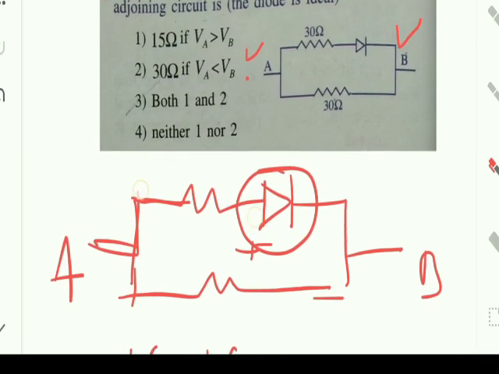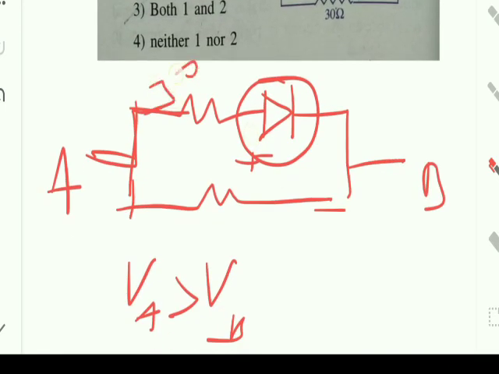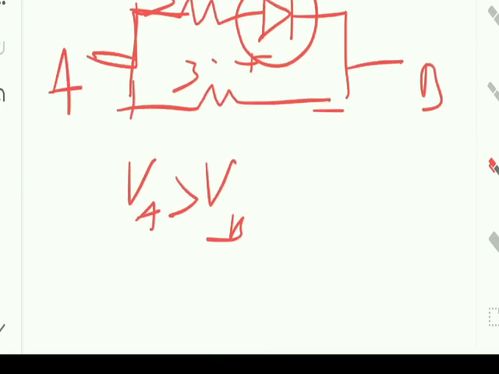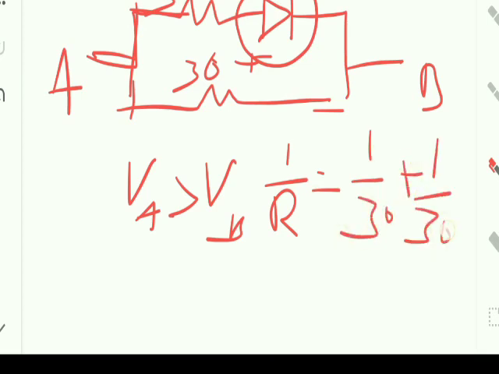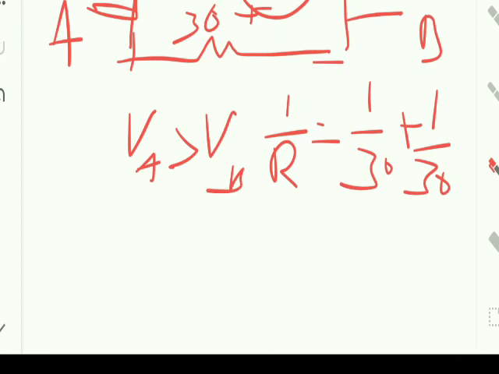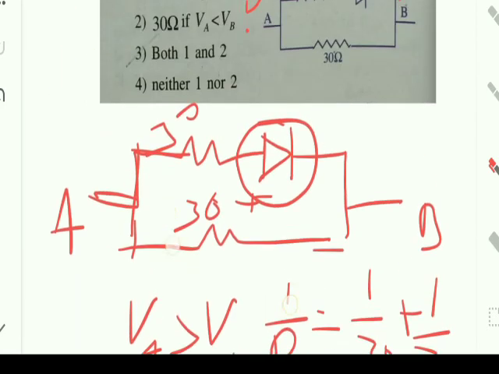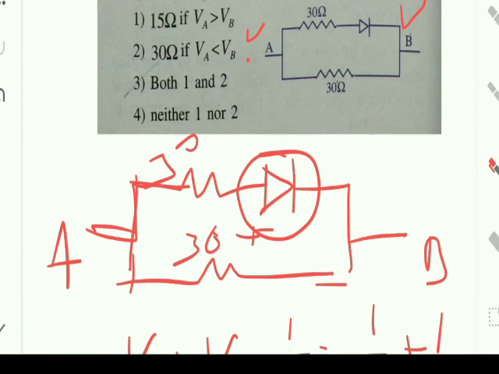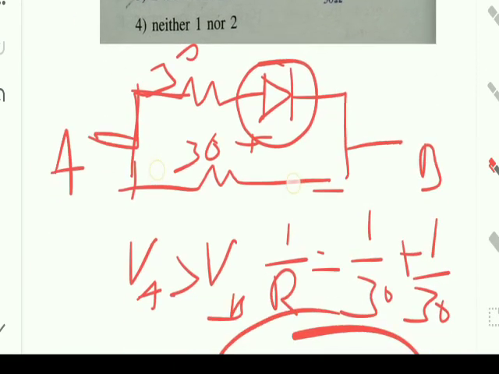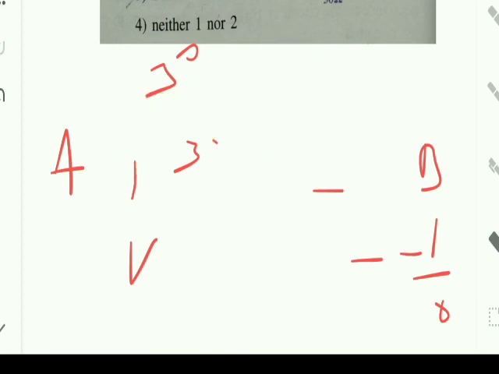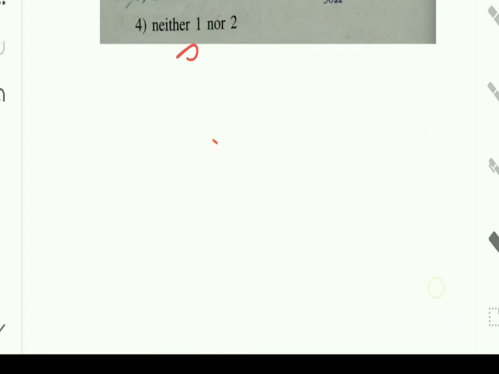Then 30 ohms and 30 ohms are given. Resultant resistance: 1 by R is equal to 1 by 30 plus 1 by 30. Solving, R is equal to 15 ohms. Resultant R is equal to 15 ohms. So the first one is right, and go through the second one.